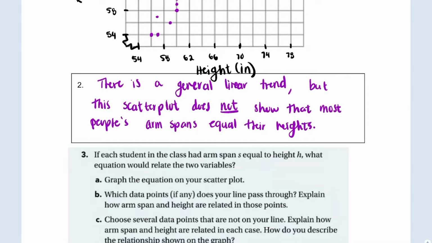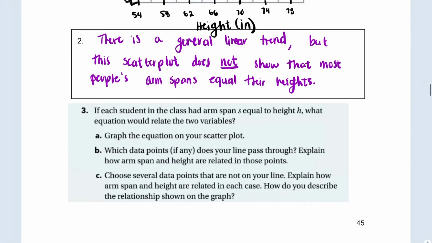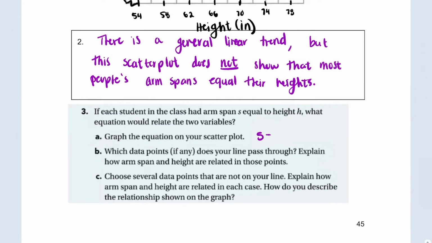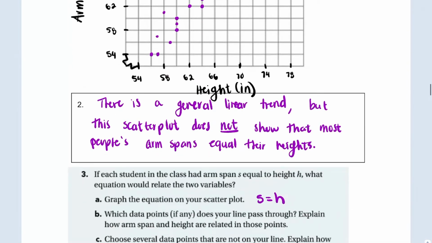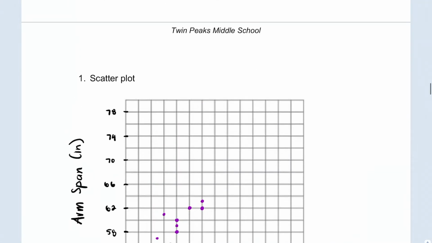Okay, so moving on to question 3 here. It says, if each student in the class had an arm span of S equal to height H, what equation would relate the two variables? Well, if we want arm span S to equal H, hopefully you guys said S is equal to H. That's going to be our linear model here. This is going to be what we're going to use to predict some values. So S is equal to H, and I'm going to write that up here on my graph because we need to graph this.